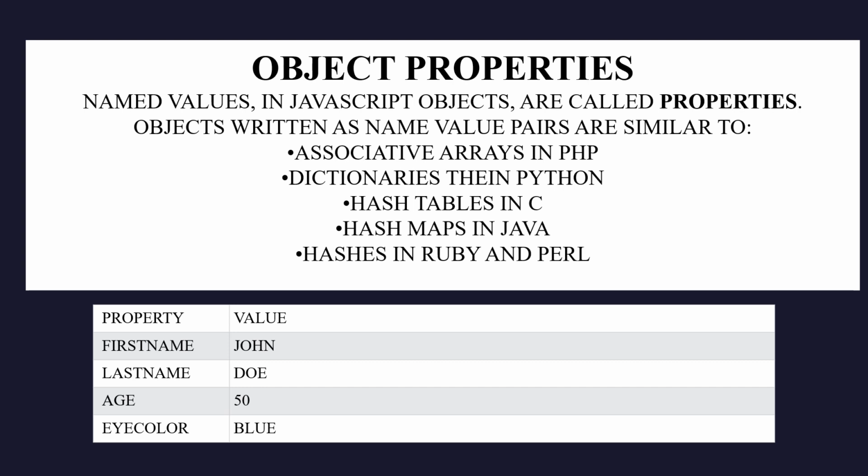Object properties. Named values in JavaScript objects are called properties. Objects written as name value pairs are similar to associative arrays in PHP, dictionaries in Python, hash tables in C, hash maps in Java, hash in Ruby and Perl. The property will have a value: first name will be John, last name will be Doe, the age of the person will be 50, and the eye color will be blue.